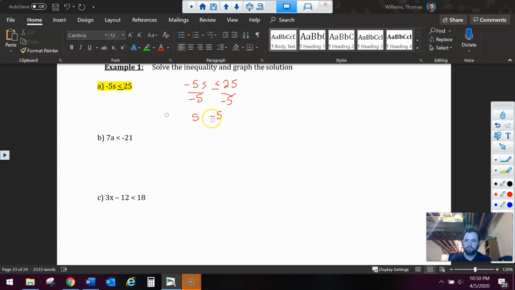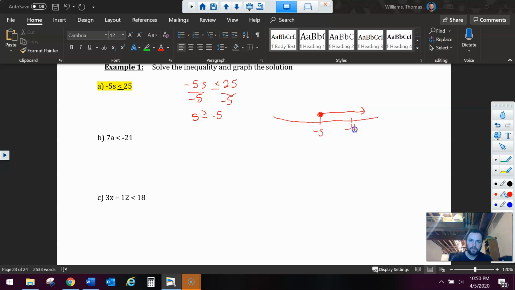But because we divided by a negative number, what we end up having to do is flip that inequality sign. So now, instead of it being a less than or equal to sign, we have a greater than or equal to sign. And so if I were to take a look at this on a number line, here's my number line, here's -5, s, and this is going to be a filled in circle, going to be everything greater than or equal to -5.